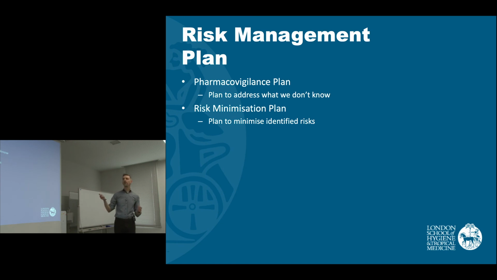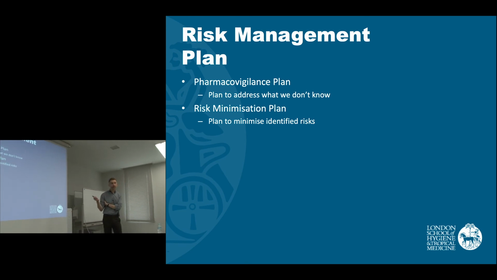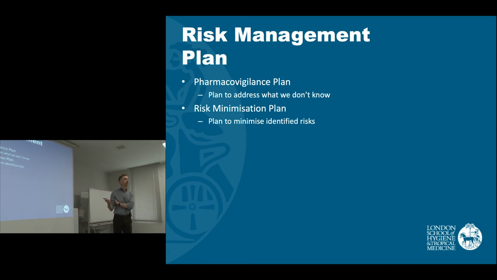And then remember, the pharmacovigilance plan is where we say how we will address what we don't know, so how we will investigate safety outcomes further. The risk minimization plan is how we will minimize those risks in future use. Okay?